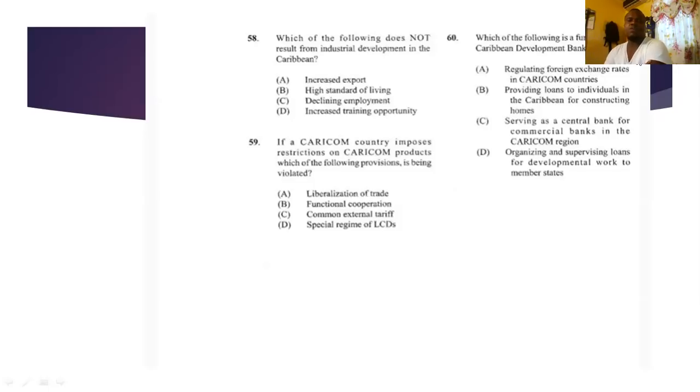59. If a CARICOM country imposes restrictions on CARICOM products, which of the following provisions is being violated? A, liberalization of trade. B, functional cooperation. C, common external tariff. Or D, special regime of LDCs. Answer for 59 is A, liberalization of trade. So liberalization means freedom. Good.